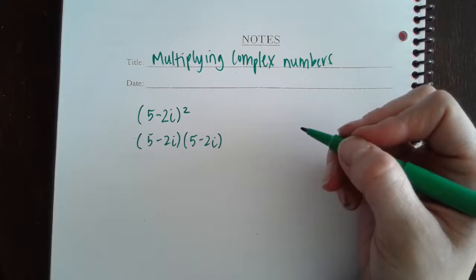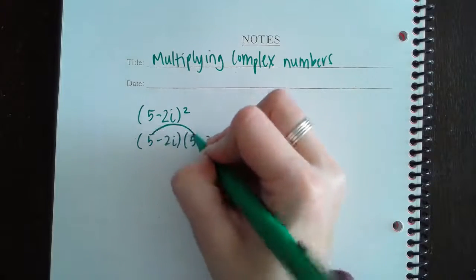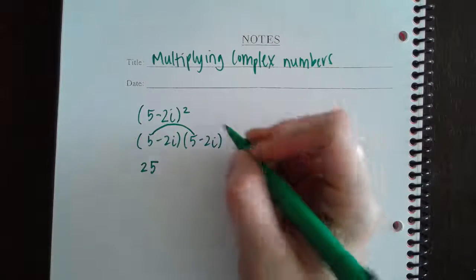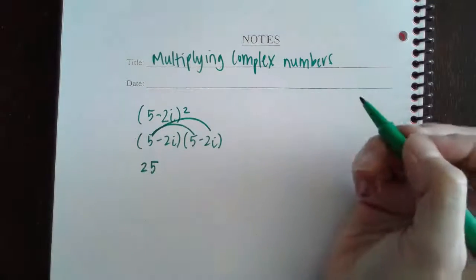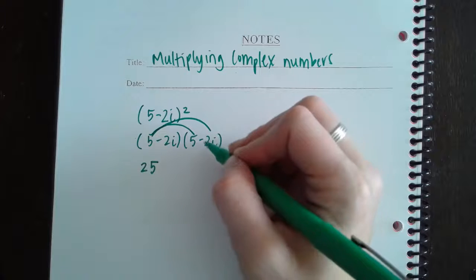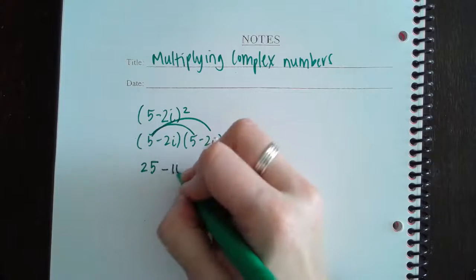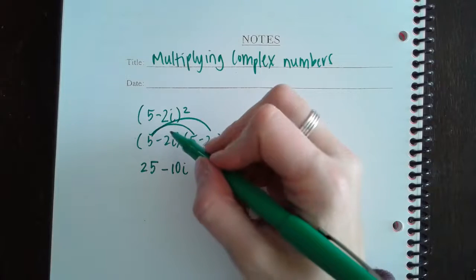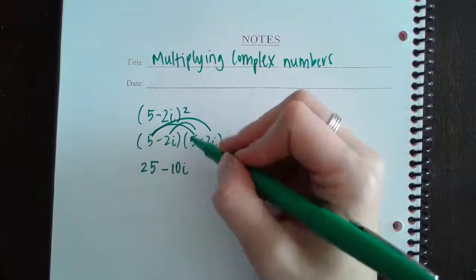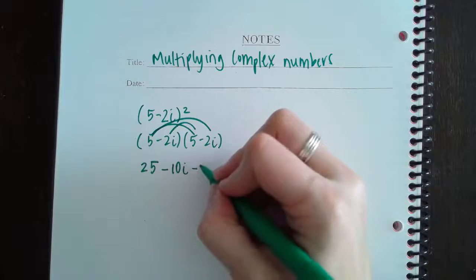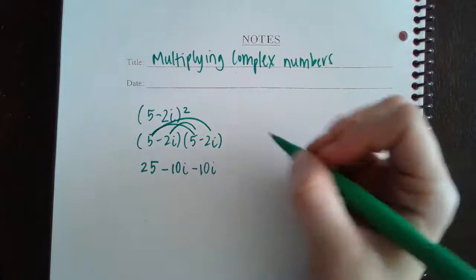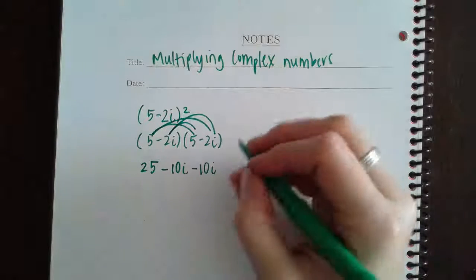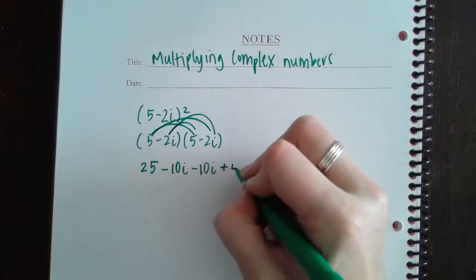We're going to distribute the 5 to this 5, so 5 times 5 is 25. Then we distribute this 5 to this negative 2i, so 5 times negative 2 is negative 10, and then put the i on. Then we need to do the middle section, so we distribute this negative 2i to the 5: negative 2 times 5 is negative 10i. And then negative 2 times negative 2i is positive 4i squared.